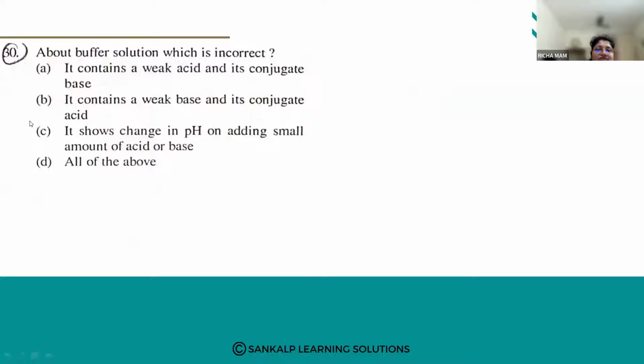About buffer solution, which is incorrect? It contains a weak acid and its conjugate base. It contains a weak base and its conjugate acid. It shows change in pH on adding a small amount of acid or base. All of the above. What is the answer? We have discussed this theory part.